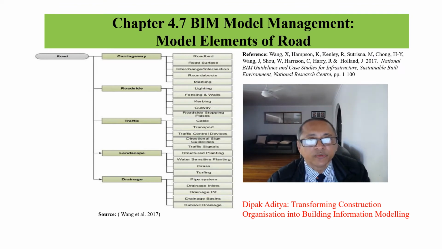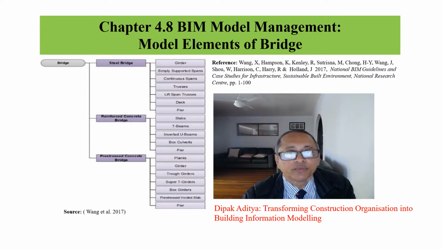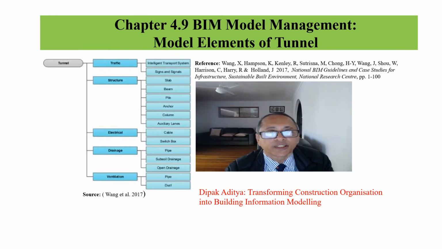Please see the model elements of a road. 5 components are carriageway, roadside, traffic, landscape, and drainage. Model elements of a bridge is presented here. 3 types of bridges are steel bridges, reinforced concrete bridges, and pre-stressed concrete bridges. Model elements of a tunnel. It involves traffic, structure, electrical, drainage, and ventilation.